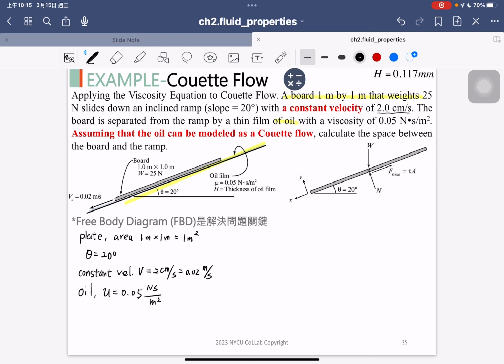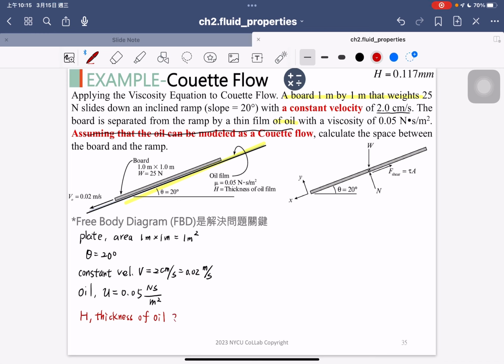So the question tells you to assume that the oil can be modeled as a Couette flow, and please calculate the space between the plate and the table ramp, right? So we don't know the thickness. That means we don't know the thickness of the oil. So we know that a very important unknown parameter is h. We don't know the thickness of the oil. So this is the unknown parameter.